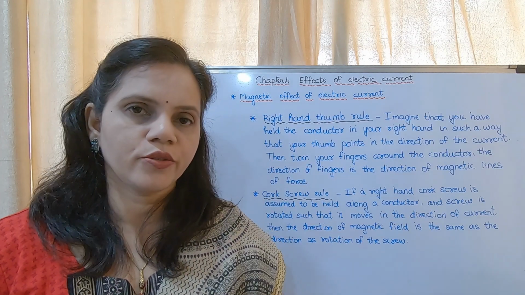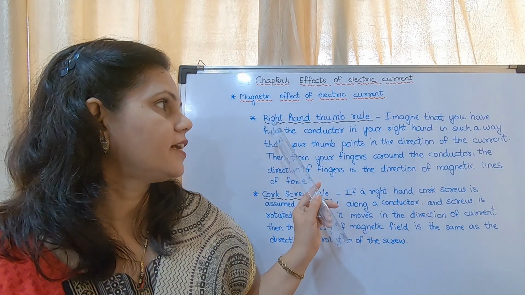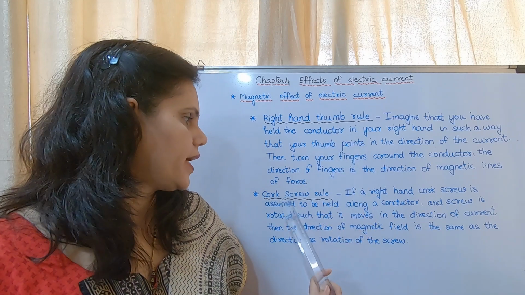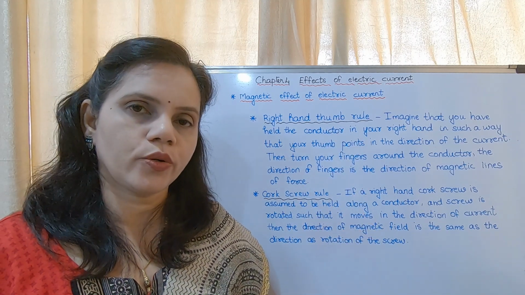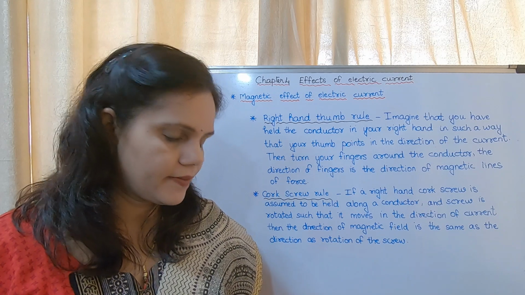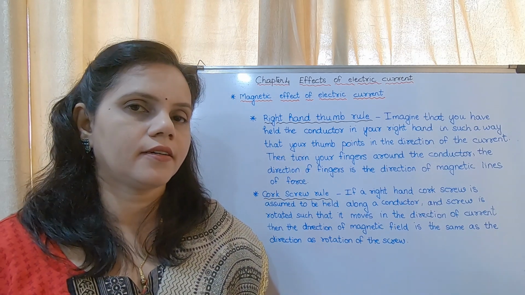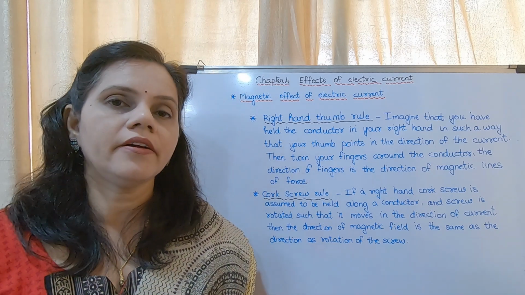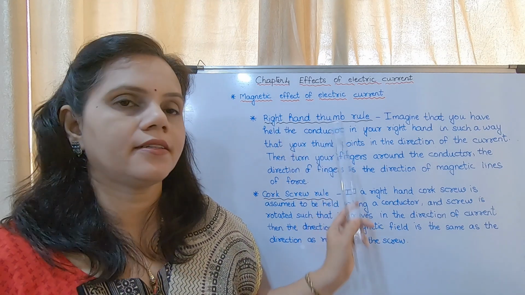So these are those two rules. The first is the right hand thumb rule, and the second is the corkscrew rule. It is given as a find out question in the textbook on page number 53. The right hand thumb rule.